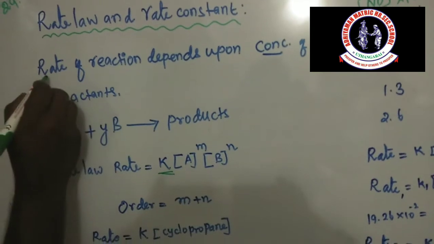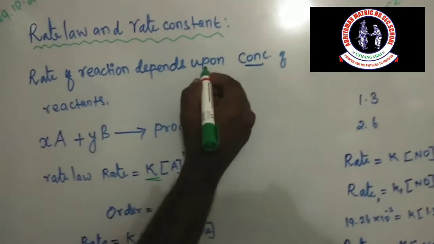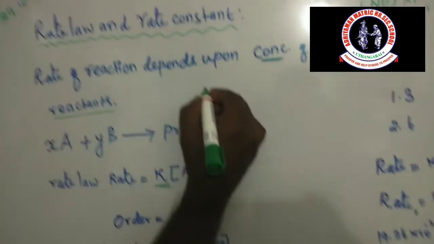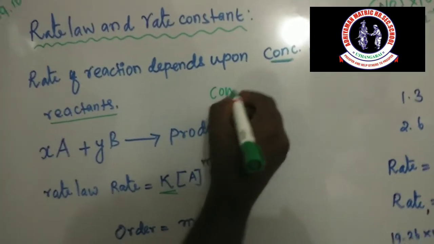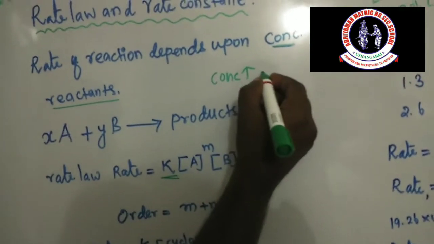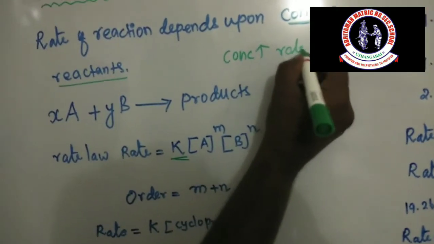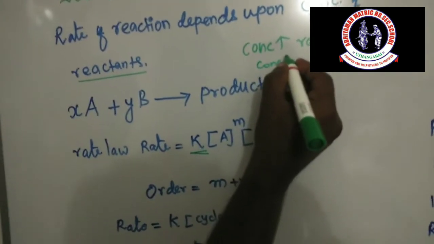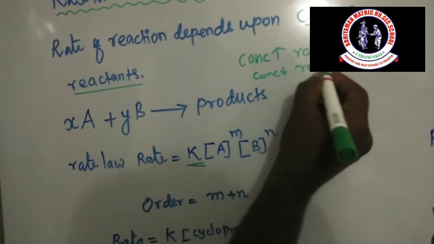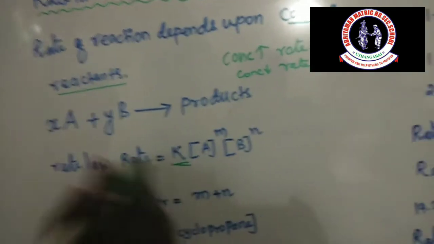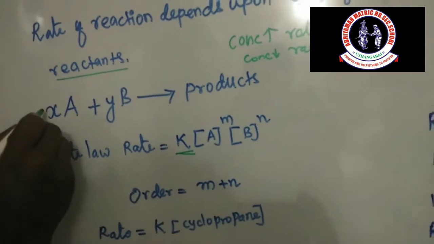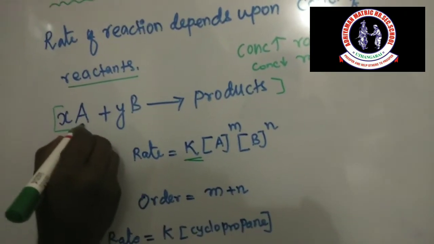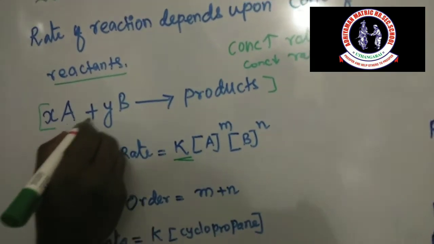Okay. Now the rate of the reaction depends upon the concentration of the reactants. Whenever the concentration of a reactant increases, at the same time the rate also increases. Suppose the concentration of a reactant decreases, the rate also decreases. That is an important fact.